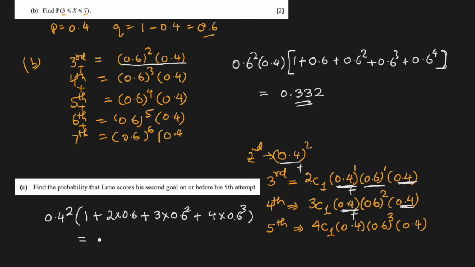Thank you very much. Let's write my answer. It is 0.66304, so 0.663 I will write, to the nearest 3 significant figures.